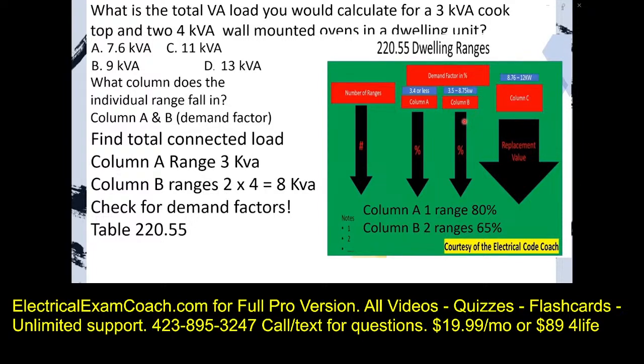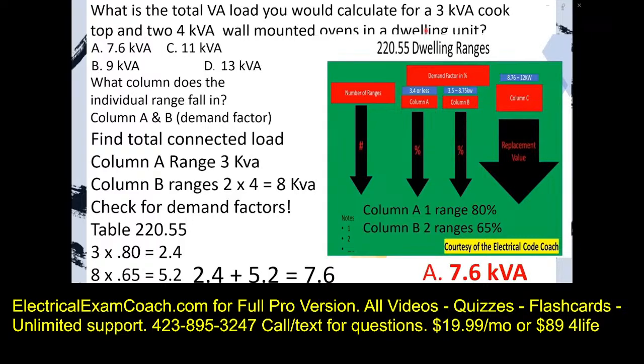Now, all we have to do is do the math. We take our column A ranges and do the math, take our column B ranges and do the math, but then we can't forget to total them back together, and we're going to select A. Great job.